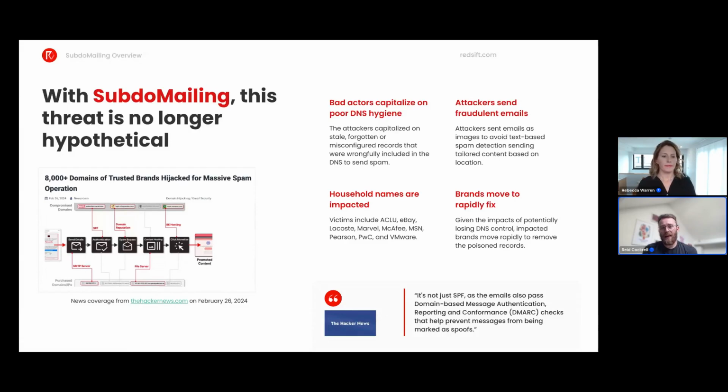And you can see there are some fairly big household names that have been impacted by this attack in particular. We've got eBay, Marvel, PwC, Lacoste. There are some big, well-known brands that have fallen victim to this. Lots of those brands, not all of them, have moved rapidly to fix this and try to remove those poison records. And as has been touched on already, these emails are able to pass DMARC checks, which is a huge concern. So I'll show you an example of this on the next slide.